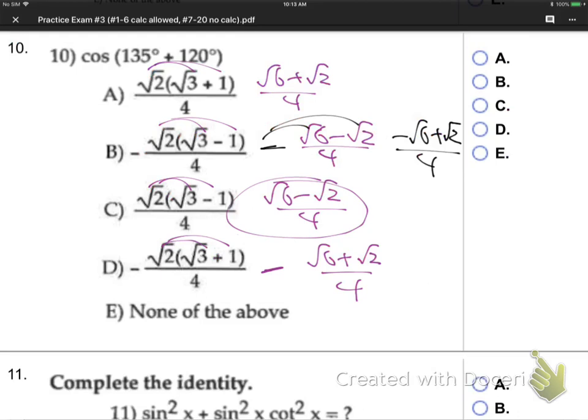Yeah. It's B. Yeah, let's try D. Take that minus, boom, boom. Get minus root 6 minus, both minus. We don't have both minus.